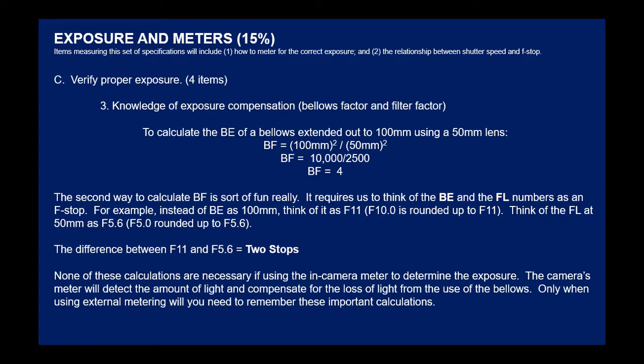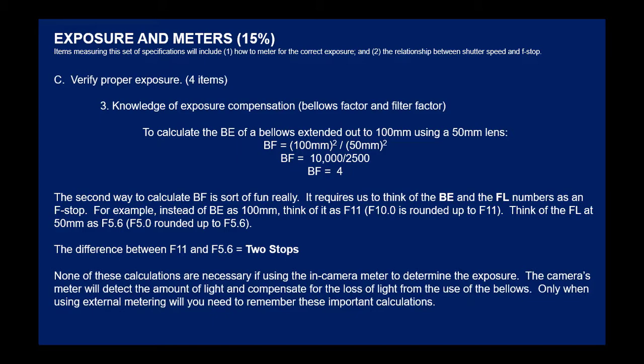Okay, so here's another simple way of calculating bellows factor without having to do a lot of math. Let's use the example once again of having a bellows extension of 100 millimeters and using a 50 millimeter lens. We're going to take that 100 and think of that more like an f-stop. Let's say f10.0. The next step is just to round it to the closest f-stop. So f10.0 easily rounds up to f11.